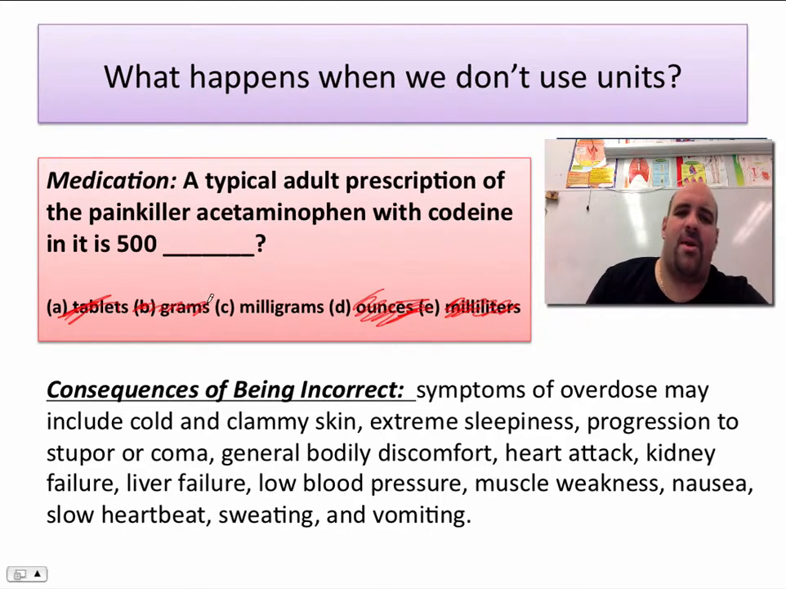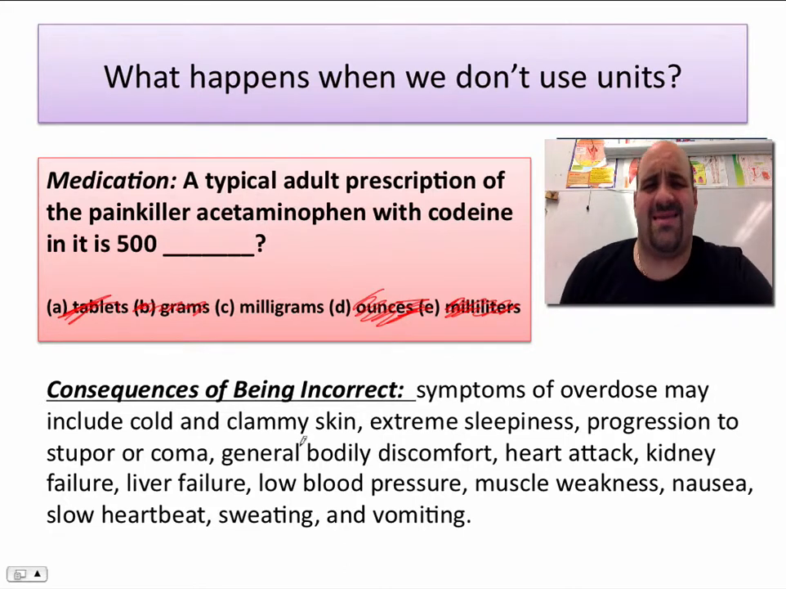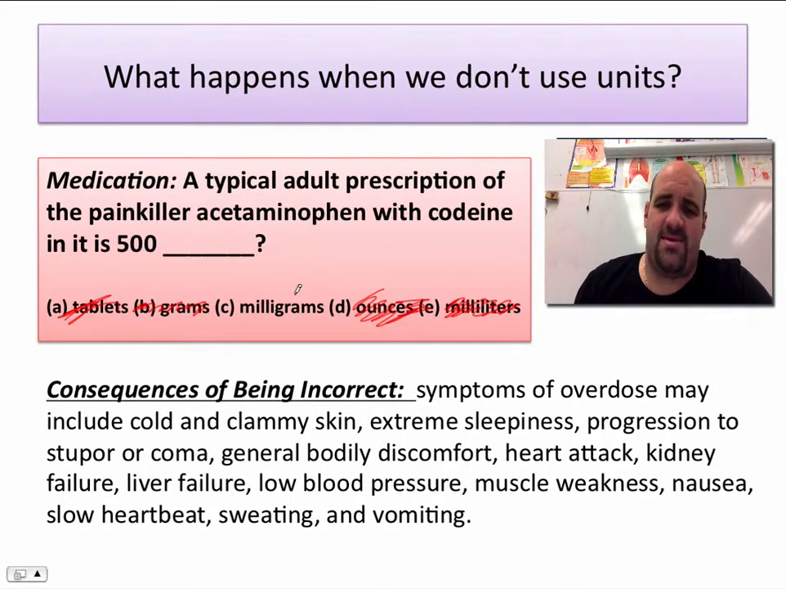So sometimes this is how the process of science works. You might not know the unit for something, but you might be able to eliminate it. I always tell my students to use a test against itself if you have to. Sometimes it scores you a few extra points, especially when it's multiple choice. So milligrams is probably most likely the correct answer here. But what are some consequences of being incorrect? That's really what we're looking at.